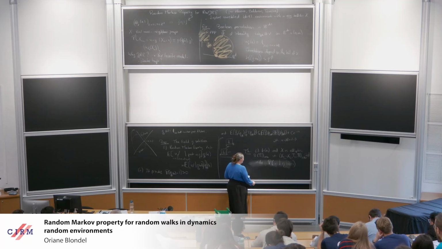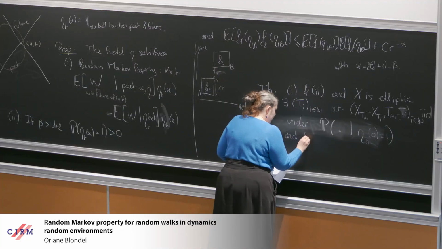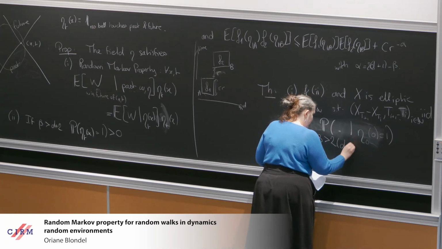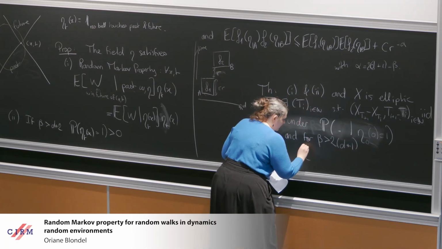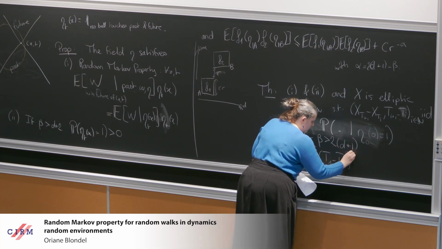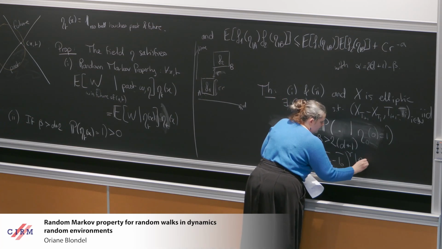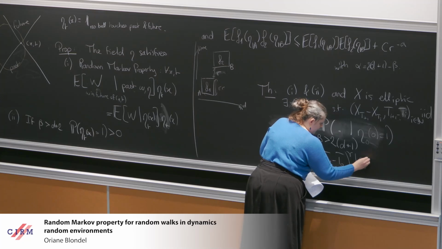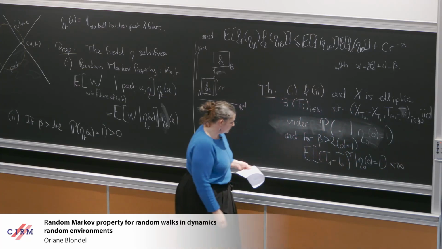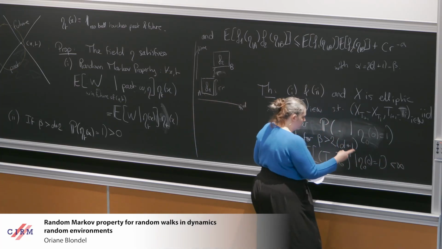So you're just conditioning on an event of positive probability, but you have to do that in order to have something stationary. And so the last thing is that for beta larger than 2d plus 1, the expectation of t1 minus t0 to the gamma, conditional on that, that's finite, for any gamma smaller than whatever this is.